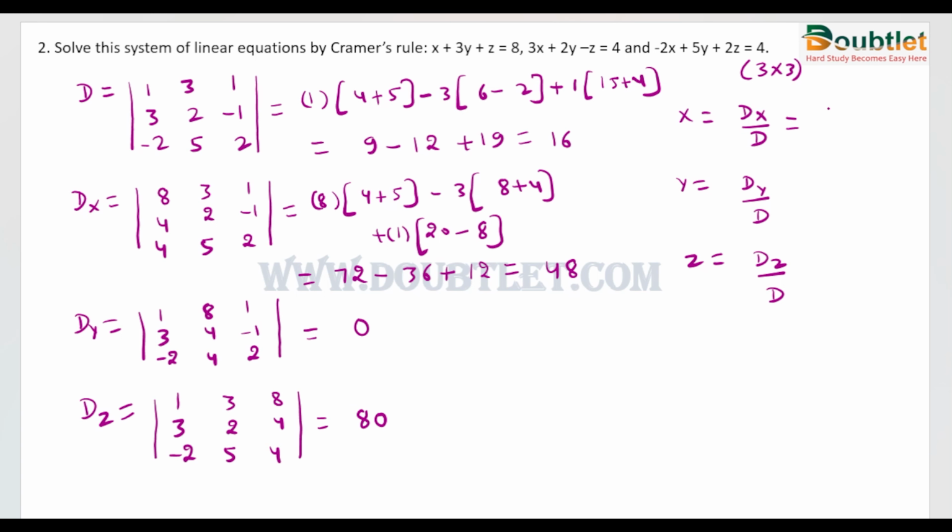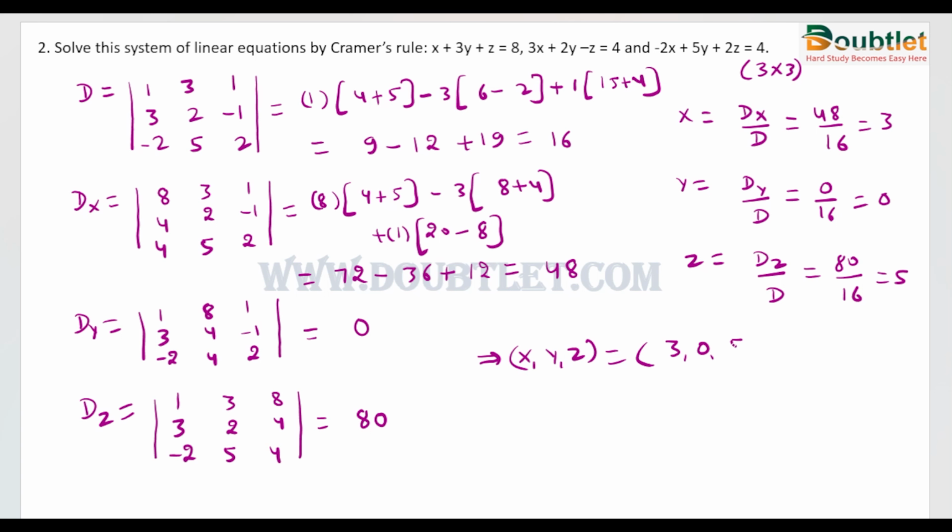So we have got Dx as 48, so this is 48 divided by 16, because 16 is the value of D, so we get the value of x as 3. Dy is 0, and 0 divided by 16 is 0. The value of Dz is 80 divided by 16, because the value of D is 16, so we get the value of z as 5. So the solution of this system of linear equations of 3 variables is 3, 0, 5.